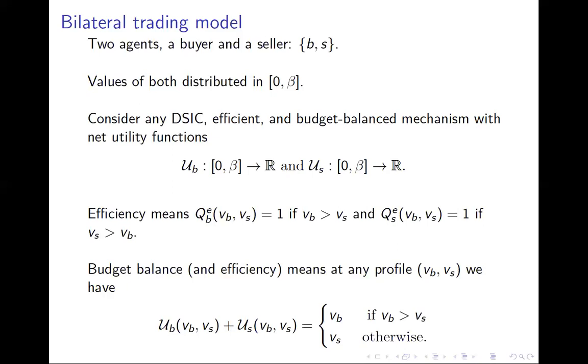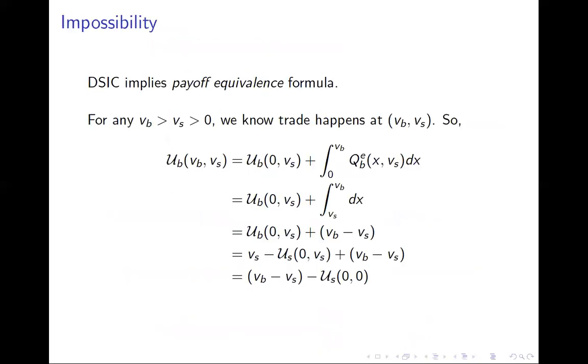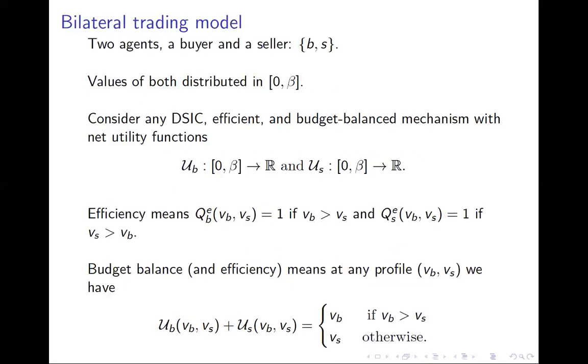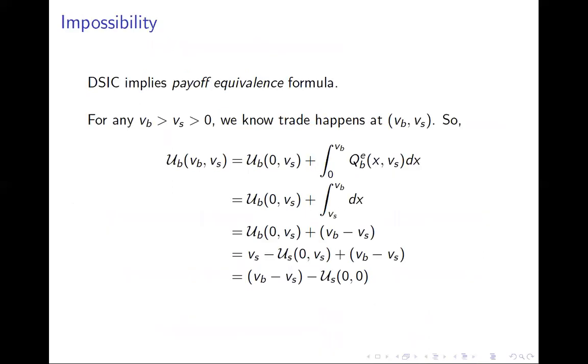Okay. So we know that if there is a DSIC, efficient and budget balanced mechanism, then it will have this feature that UB plus US is equal to VB if VB is greater than VS, otherwise it's equal to VS. So far I have just used budget balance and efficiency. We know that the mechanism is dominant strategy incentive compatible, so we can use some version of this payoff equivalence formula.